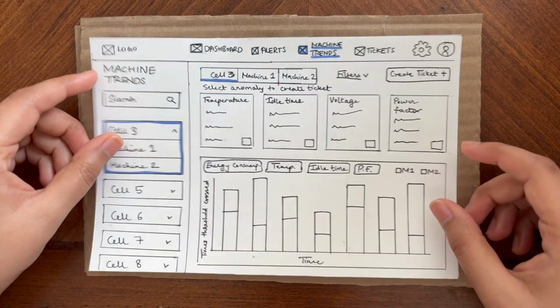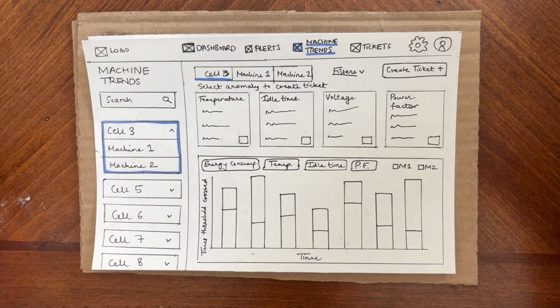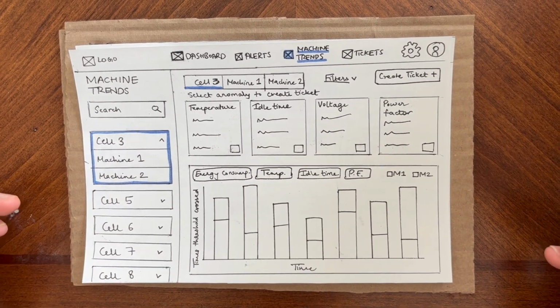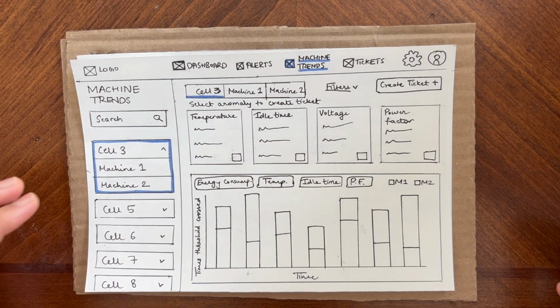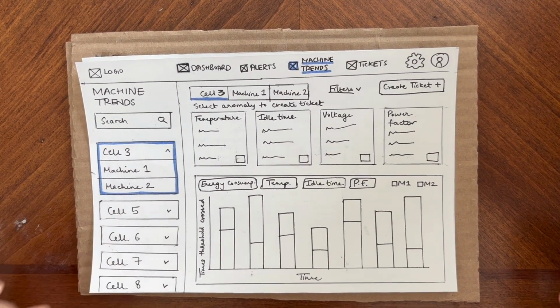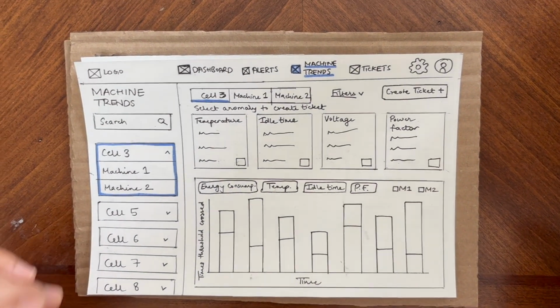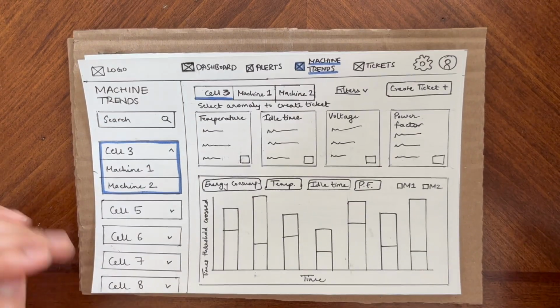Screen would shift to this. The user would be led to the machine trend section. Within the machine trend section, the user sees that the temperature metric in particular seems to be responsible for this high energy consumption, and he or she wants to create a ticket out of it.